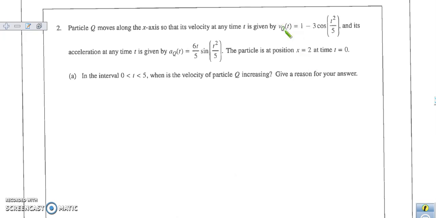So they obviously give you the function for the velocity, and they state it. They also give you acceleration. So they give you two functions, velocity and acceleration, and they also give you the initial position. So this is the initial position, kind of like the starting point. Okay, so just some things to point out.